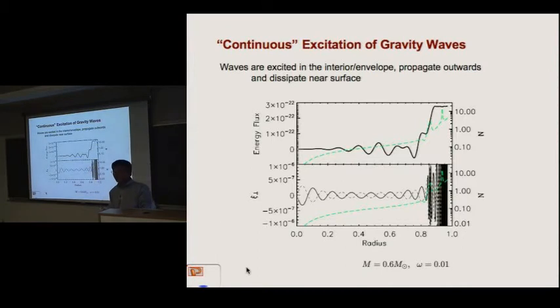Right. The reason we justify this assumption is because for each of these frequencies we check, you can see the wave will become nonlinear if you let it propagate outwards. When the wave propagates to the low density region, the amplitude will increase, and at some point the wave amplitude will become so large that it will become nonlinear. So that is the assumption: all this outgoing wave is gone. It's deposited in the star.